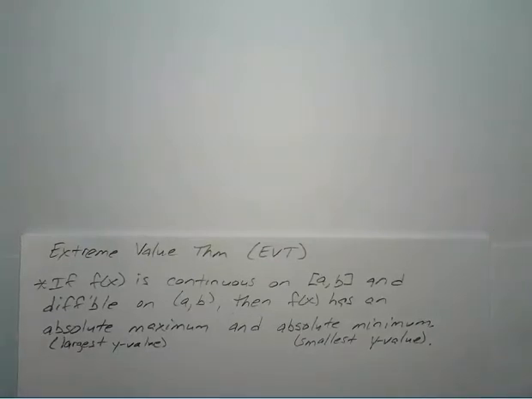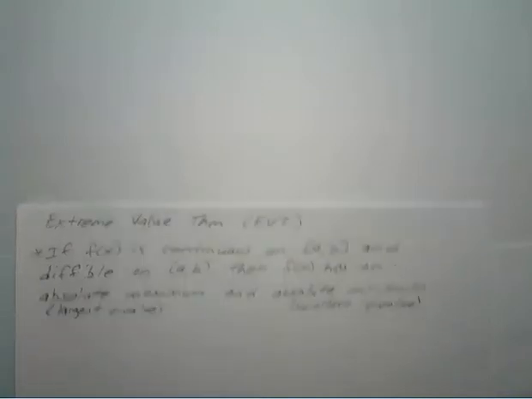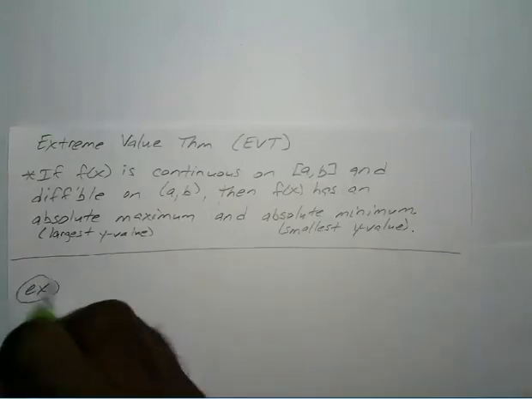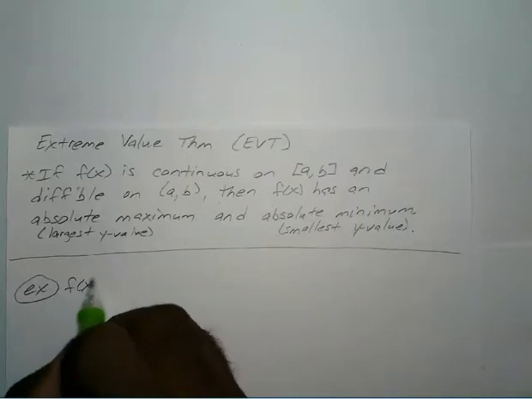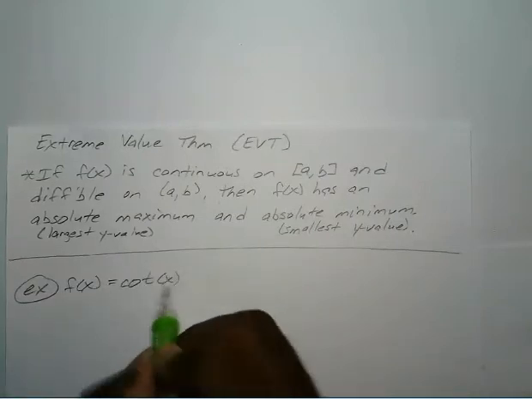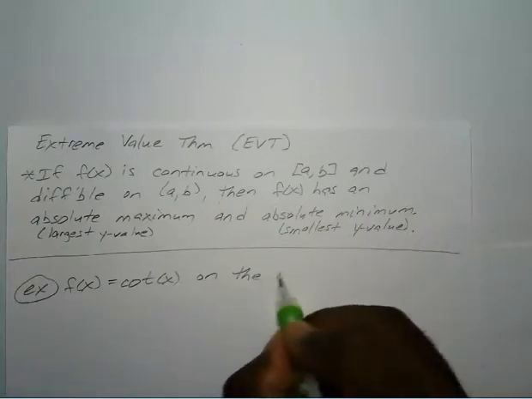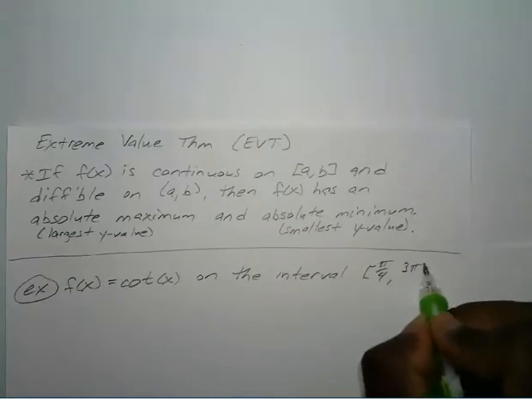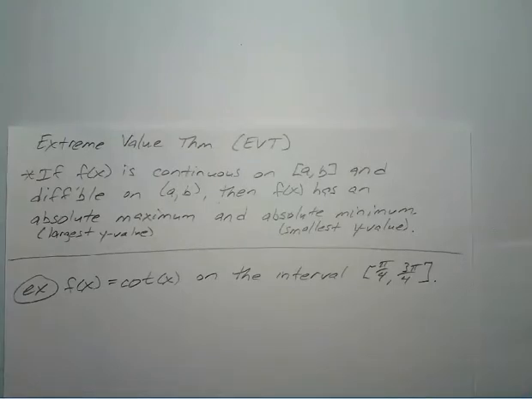All right. So let's look at a couple of examples. Okay, so let's say, for example, if we have f of x equals cotangent of x on the interval pi over 4 to 3 pi over 4. Okay, so if we wanted to look at this and wonder if this has an absolute minimum or maximum, we'd have to look at what cotangent of x really is.